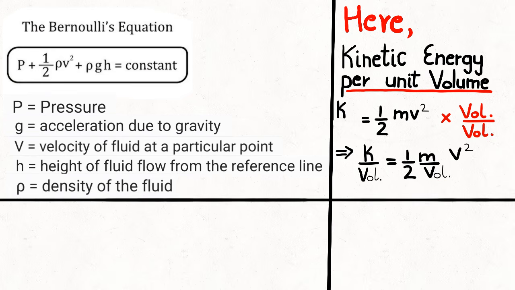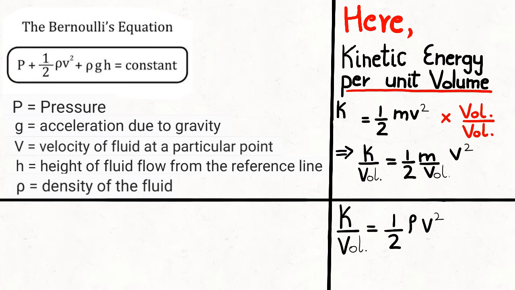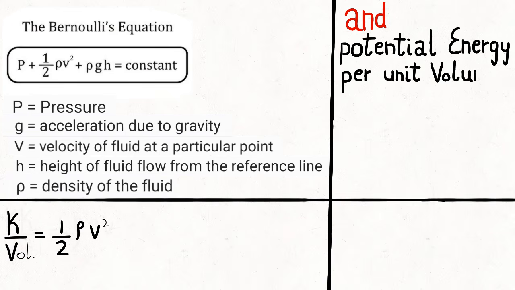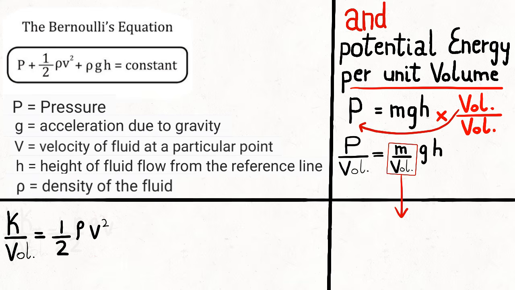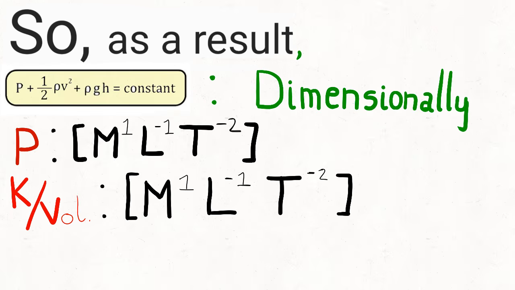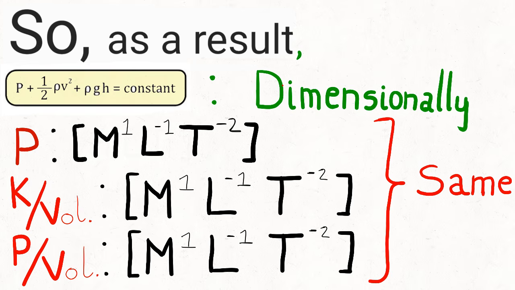Here, in order to find kinetic energy per unit volume, let's divide volume on both sides. On the right hand side, we have mass upon volume, which gives the density of the fluid, rho. Hence, kinetic energy per unit volume would be half rho v squared. Similarly, by dividing volume on both sides, we get potential energy per unit volume on the left hand side and rho g h on the right hand side, where rho again is the density of the fluid. The Bernoulli equation can also be verified dimensionally by following the principle of homogeneity, where every term separated by a plus or minus sign has the same dimension.